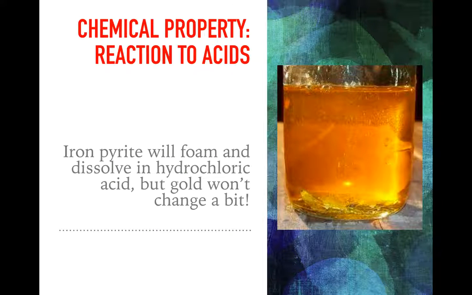One example of a chemical property is how a substance reacts coming into contact with an acid. In the case of gold and iron pyrite, iron pyrite will foam and dissolve in hydrochloric acid, but gold will not be affected at all.